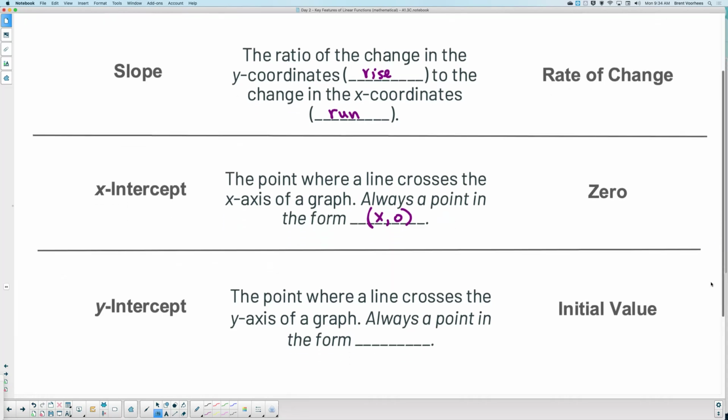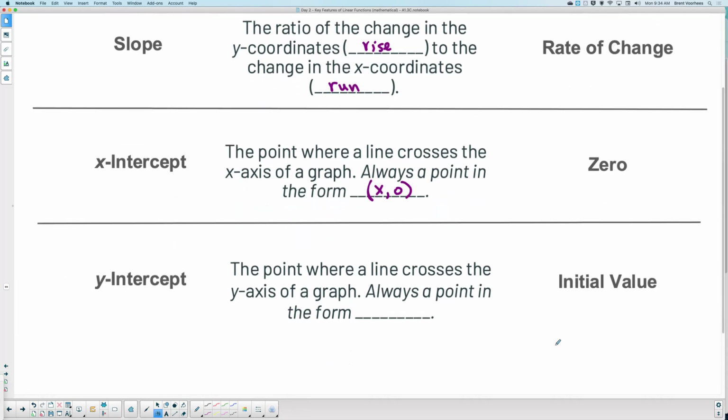Now, let's talk about the y-intercept. Okay, everybody show me the y-axis. Which one's the y-axis look like with your arm? Up and down like this. Ivan, show it to me. Which one's the y-axis? Yeah, there you go, Valerie.